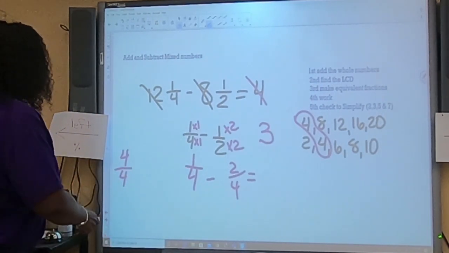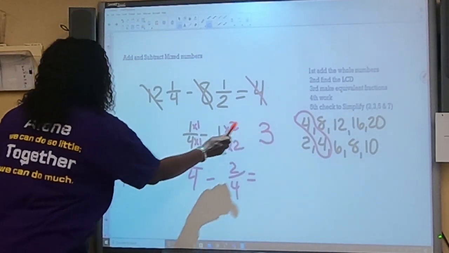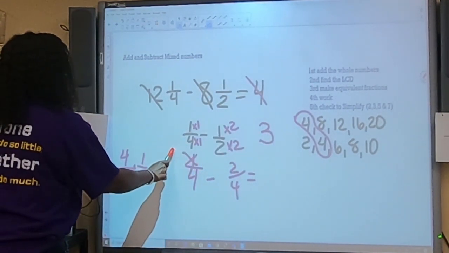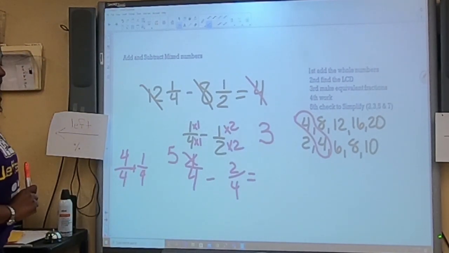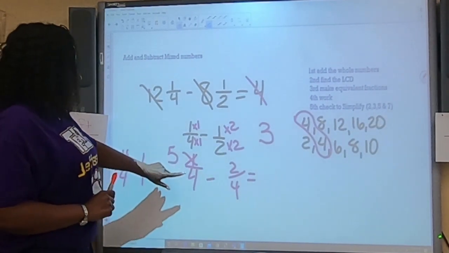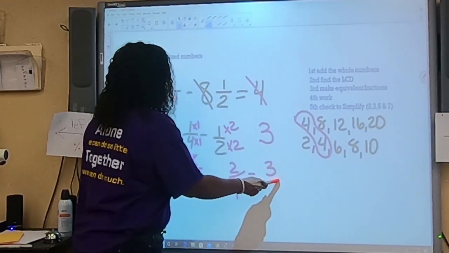I already have 1/4. So the 1 whole that I took away and put with my 1/4 gives me 5/4. Now I can subtract. 5/4 minus 2/4 gives us 3/4.